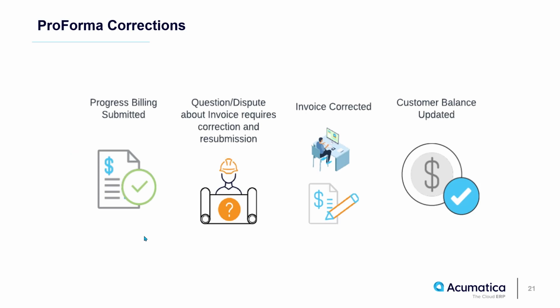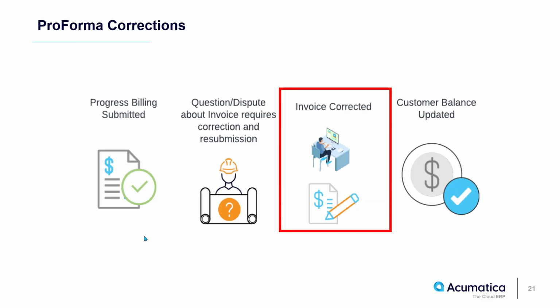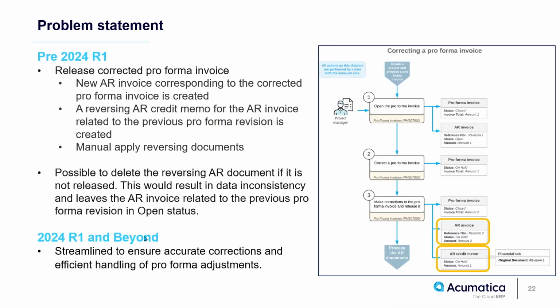Within Proforma and the ability to correct Proforma invoices, if you think of the overall workflow, the progress bill gets submitted, the invoice gets reviewed, and there might be a question or a dispute about what is on that Proforma itself or what ends up on the invoice. This statement then requires some sort of correction and resubmission. That invoice gets corrected, and then you have new updated customer amounts.